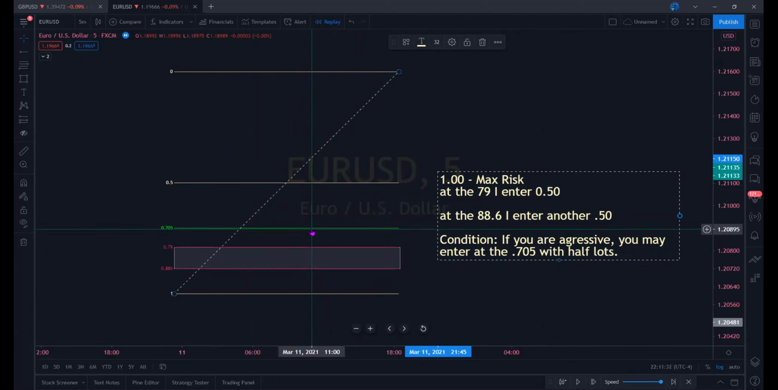What I know some people do is enter thirds. If your max lot is a 1.0, you can do 0.33 at the 705, 0.33 at the 79, and 0.33 at the 88.6, so one third of your total lot size. The reason I like the 79 and the 88.6 is very simple. I have the 50 here for my premium and discount arrays, so I don't use it much. But what you need to know are the 705, the 79, and the 88.6.